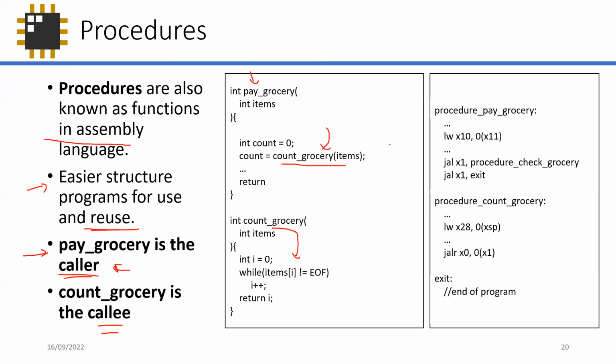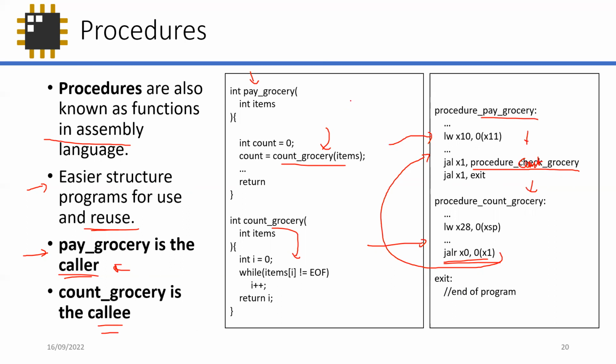So if you compile that into assembly, you have the procedure named pay grocery that does something, and then pay grocery calls the procedure, or jumps to a different instruction, to check the number of groceries. Or no, sorry, that should be count grocery, which is this one, right? It does everything that it needs to do, and then eventually it has to jump back to the original one, to the caller pay grocery. So that's the idea here.